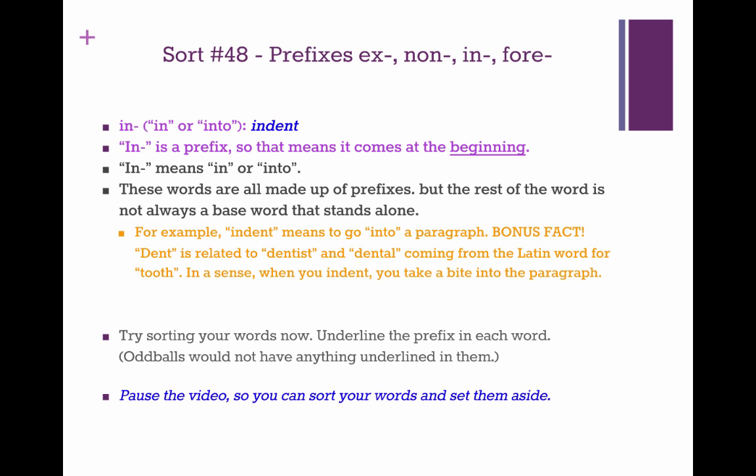All right, so try sorting your words now. Underline the prefix in each of the words. Oddballs would not have anything underlined, but again, there are no oddballs. Pause the video so you can sort your words and set them aside.